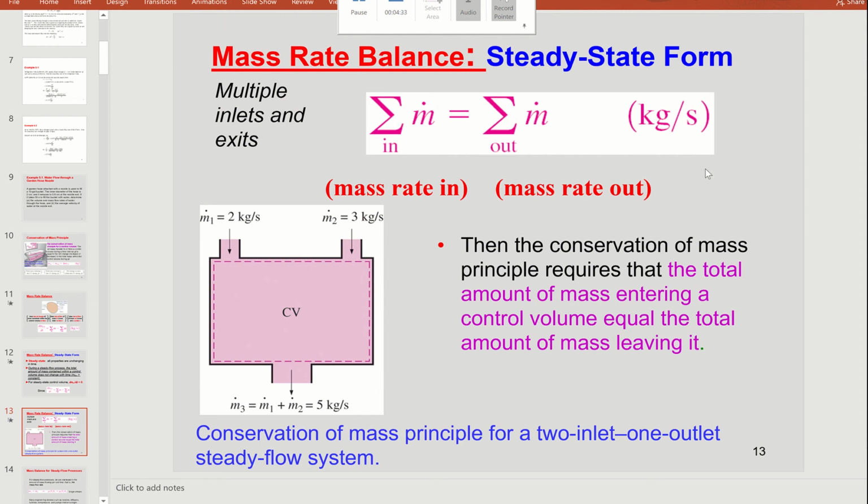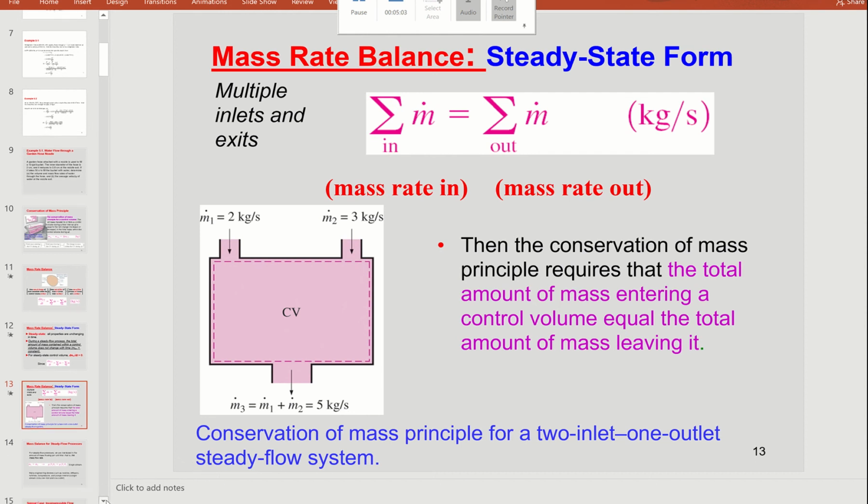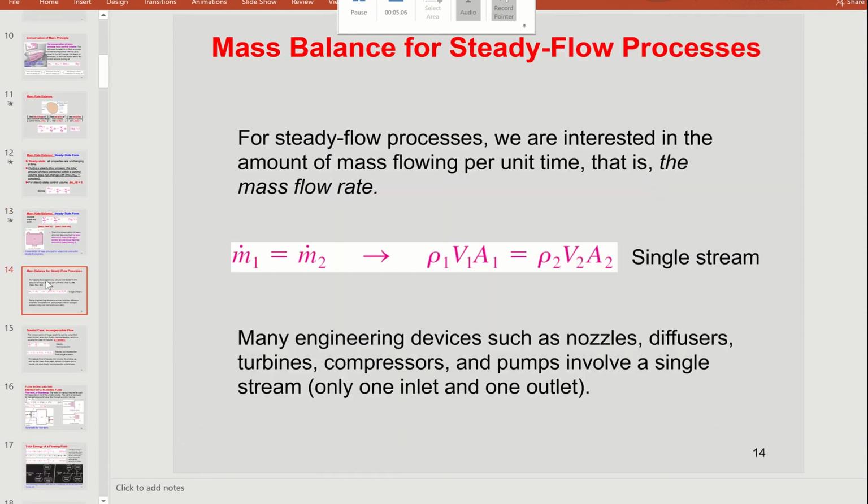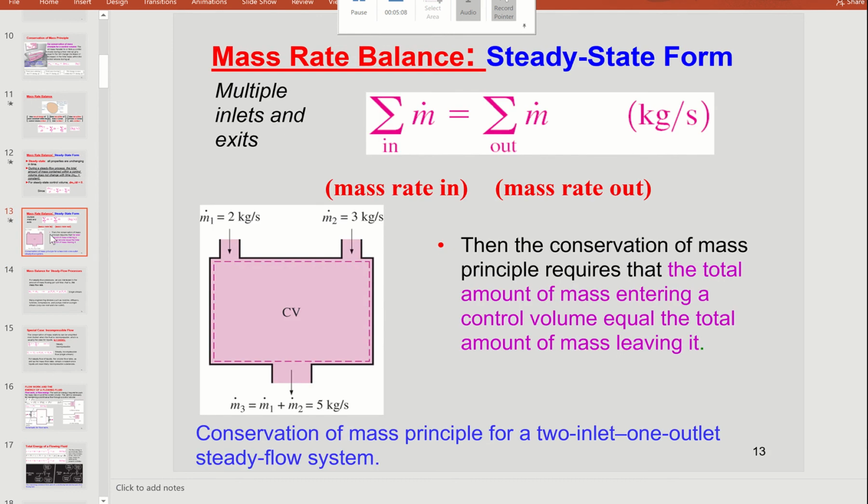For example here, you have two inlets. So the mass flow rate coming in will be 2 kilograms per second plus 3 kilograms per second, which is 5 kilograms per second. And what would be m3 dot, the mass flow rate out? That would be 5 kilograms per second. So in this situation, you know that inside this control volume the mass stays constant. That's a steady flow device. So that's our mass conservation.